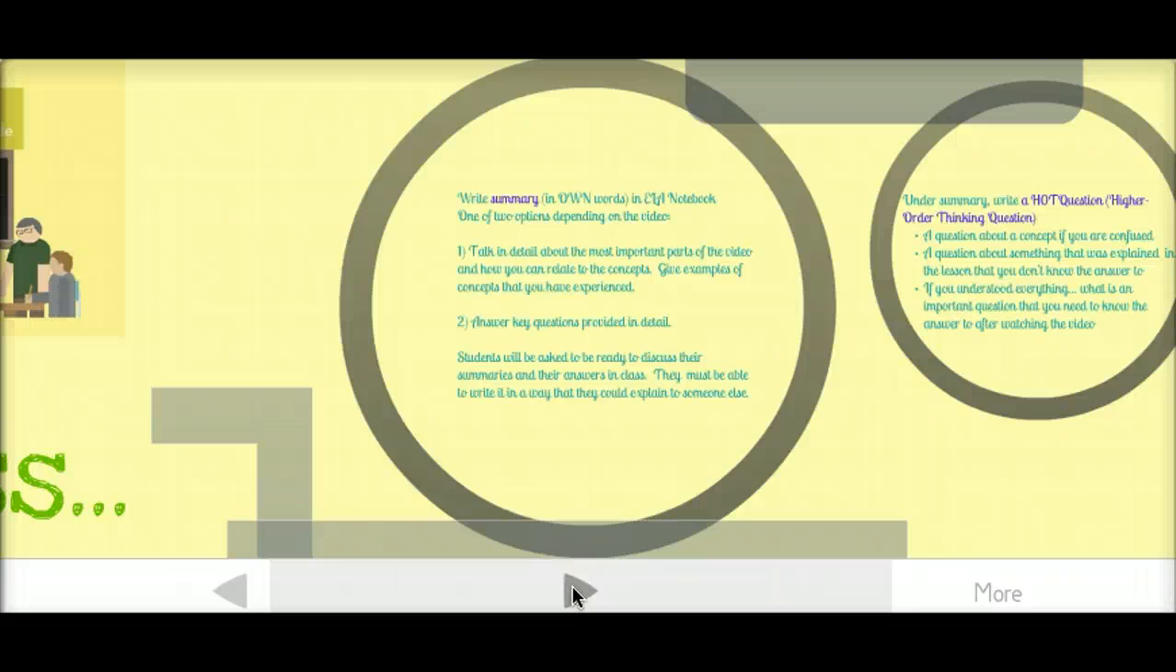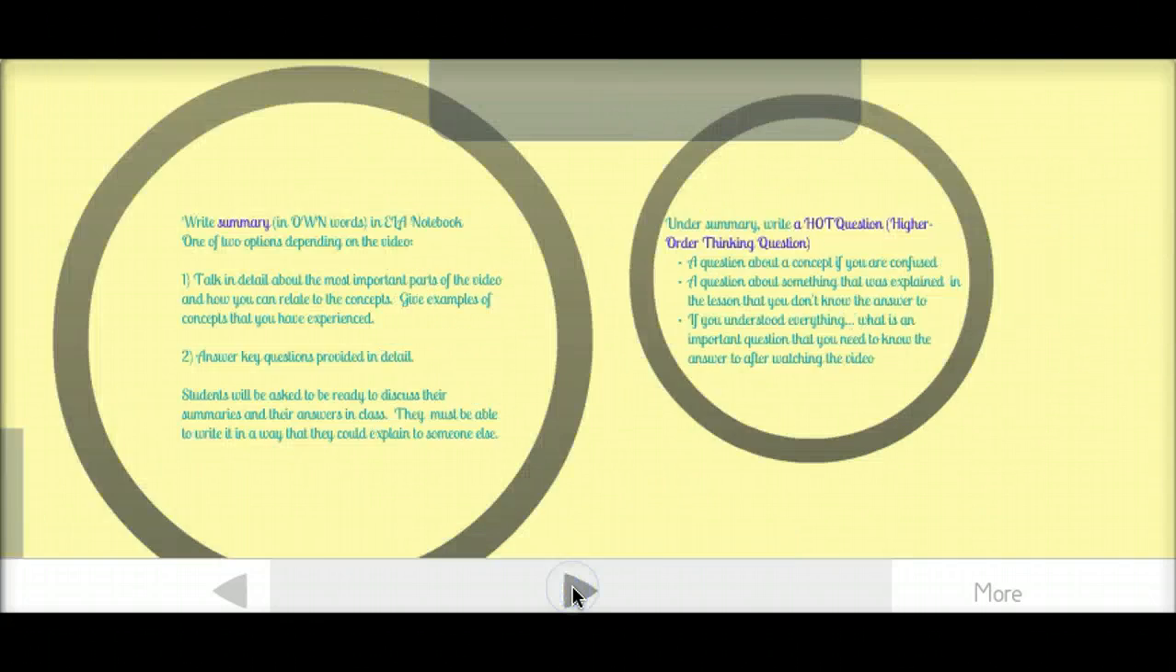The next piece is to write a summary in your own words in your ELA notebook. One of two options, depending on the video, you could write about are: 1, talk in detail about the most important parts of the video and how you can relate to the concepts. Give examples of concepts that you have experienced. Or 2, answer key questions provided in detail. Students will be asked to be ready to discuss their summaries and their answers in class. They must be able to write it in a way that they could explain it to someone else.